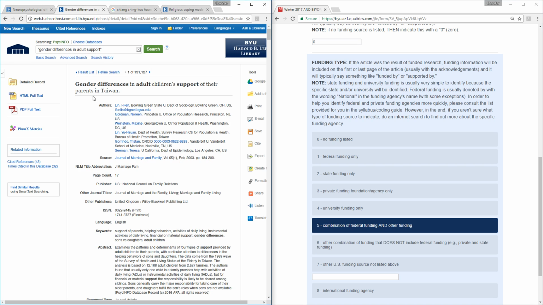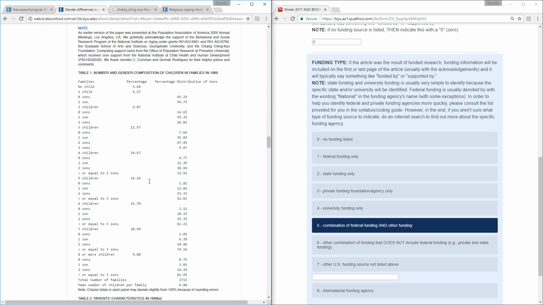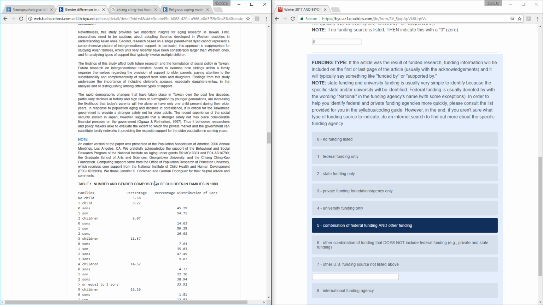The second example is gender differences in adult children's support of their parents in Taiwan. Going back to the end of the article, the listed funding agencies are the National Institute on Aging. So we have different grants that are listed. And secondly, the Graduate School of Georgetown University. Third, we have the Chiang Ching-kuo Foundation.